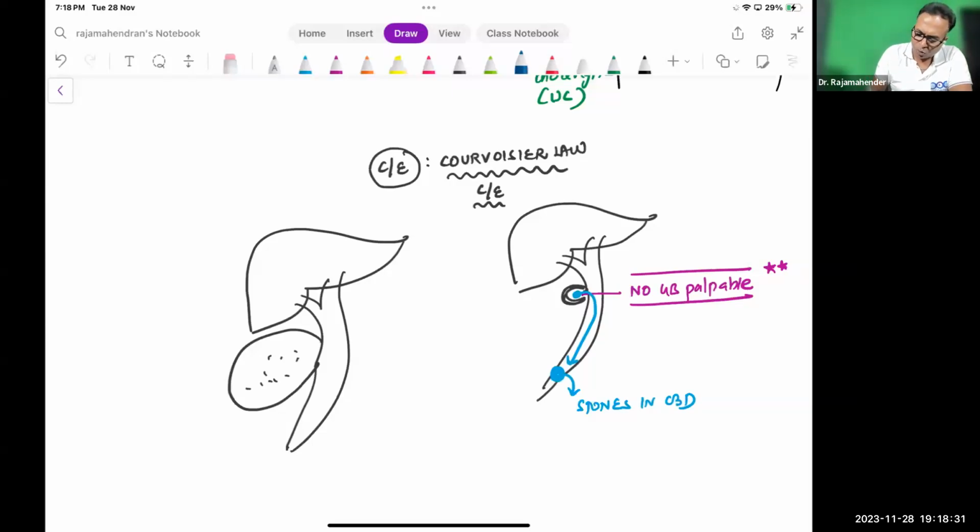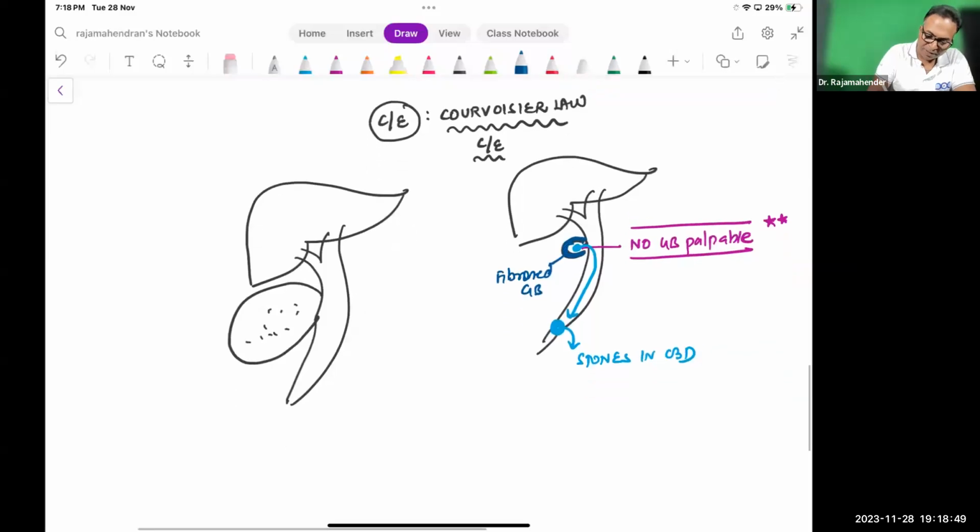Because this stone would have come from the gallbladder, which already had cholecystitis many times. Therefore, this is a fibrosed gallbladder. A fibrous gallbladder will not enlarge further. That is the reason we are not able to palpate the gallbladder here.